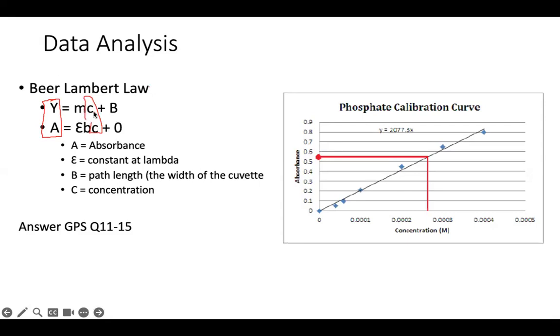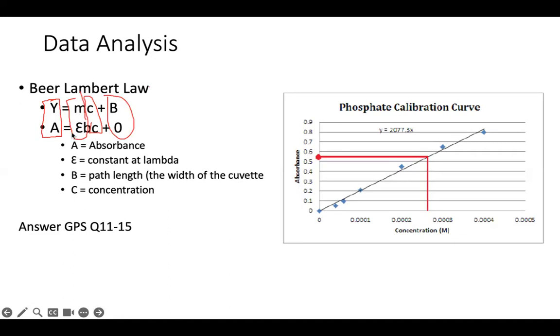So there's a little typo on this slide here. It says mC, in this case C for concentration, but it should be x, mx plus b. Which means m, or the slope of our line, is E times B. And then our intercept should be 0. Now, in our calibration curves, it will most likely not be 0 due to error.